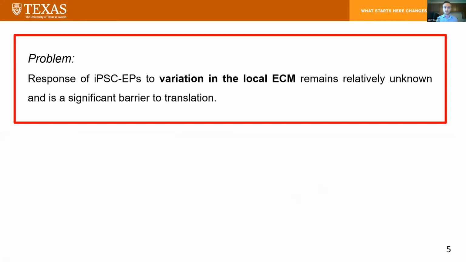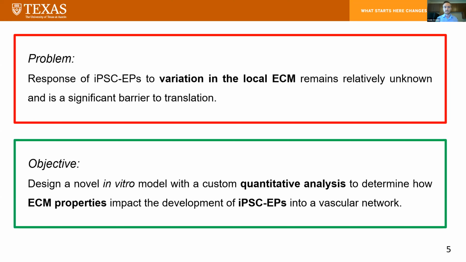There was a central problem that remained. Because these cell types were so new, so once again, they were discovered right about when I started my dissertation, 2015, we don't know how these cells respond to variation in the local ECM. Because this effect remained relatively unknown, this was a significant barrier to translation. So in Project 1, I'll be discussing our first objective, which was to design a novel in vitro model that contained a custom quantitative analysis to determine how ECM properties could impact the development of iPSC EPs into a vascular network.